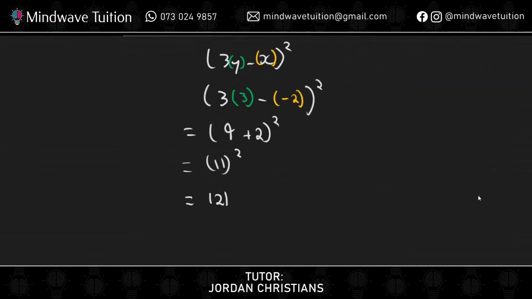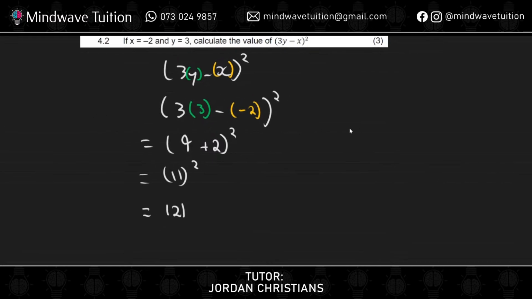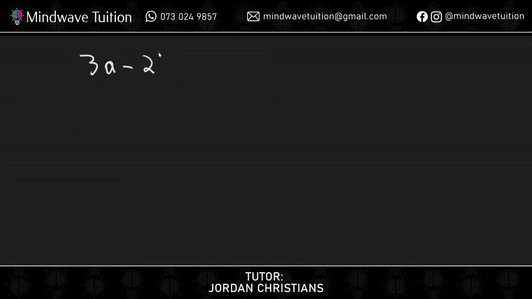Okay, so let's do some grouping and distributing questions. Actually, I'll just write down each of these questions individually. So the first one we have 3a minus 2b.